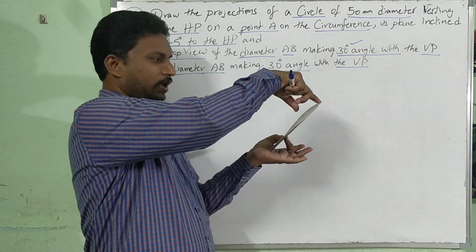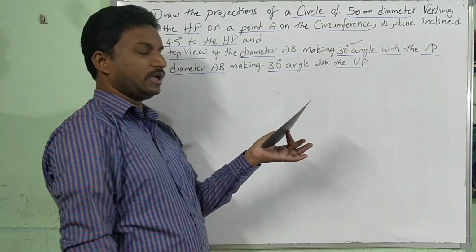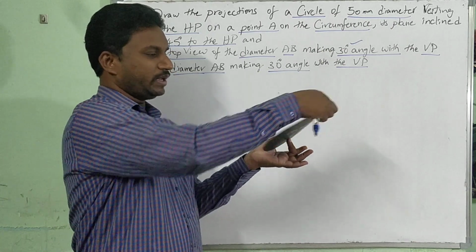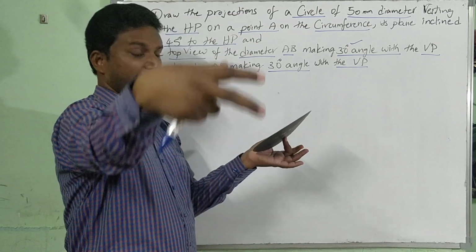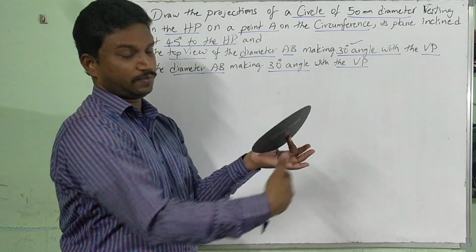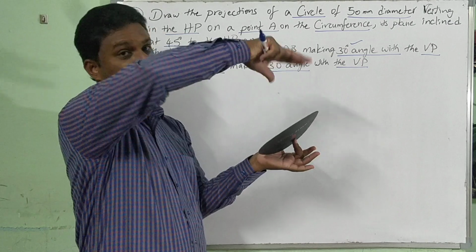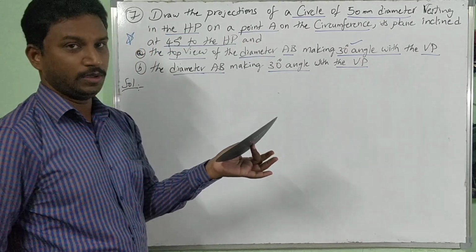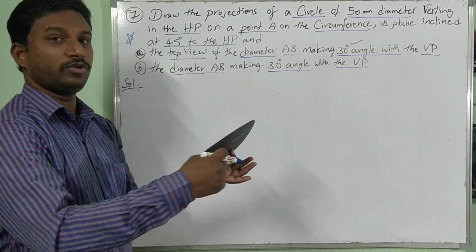Top view of this diameter AB making an angle of 30 degrees with the VP. When this is rotating like this, the front view will also look like an ellipse. From here, which you are looking, the top view also will look like an ellipse. How to draw? Stage by stage, we have to remove the angles.